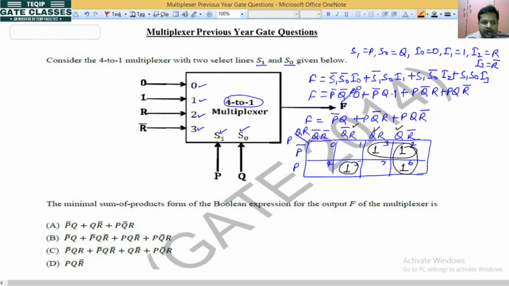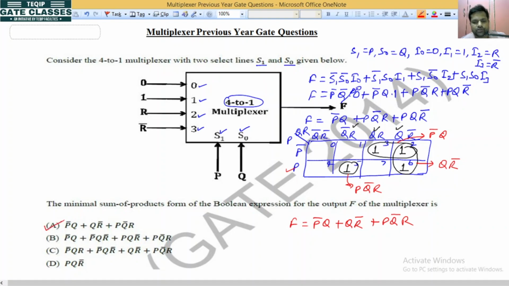Now if we write the function for each term, what will it be? For this it is P bar, and above we have Q common, so P bar Q. For this we have Q R bar, and for this we have P in the rows and Q bar R in the columns. So what will be the function f? F will be P bar Q plus Q R bar plus P Q bar R. Which option is it? First option. So option A is the correct answer.